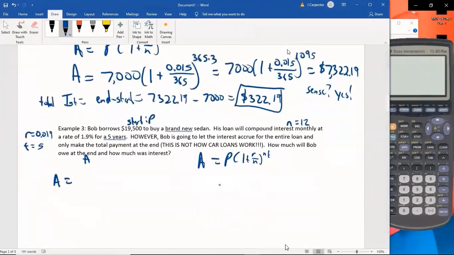So our principal was the 19,500. Open parentheses, 1 plus. The R was 0.019. You find a lot of car loans that are like 2.9, 1.9%. Then divided by the N, we compound it monthly, so 12. Raised to the NT, which is 12 times 5. And again, you really want to see that 12 times 5 being a 60 before you put it in your calculator, for most, if not all of us.